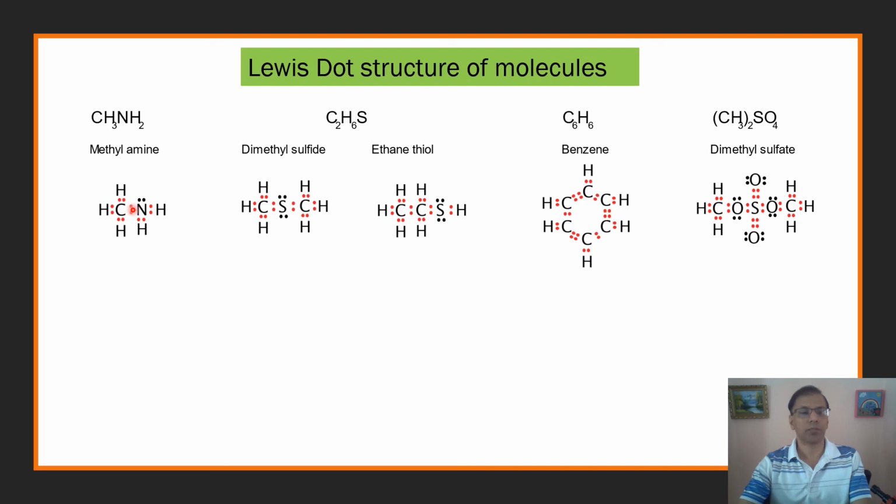So the bonding pair of electrons are red. And this is the lone pair of electrons on nitrogen. So this is the correct Lewis dot structure.